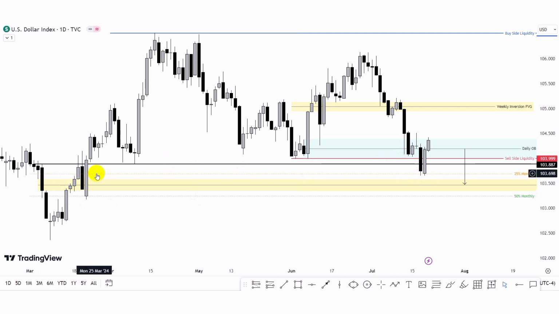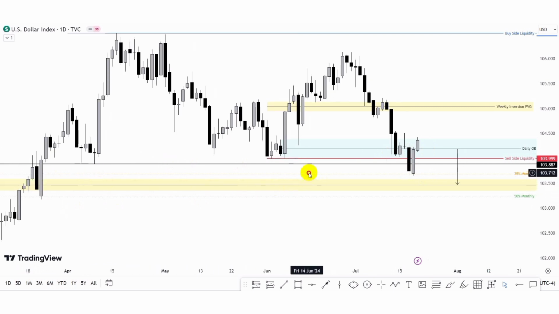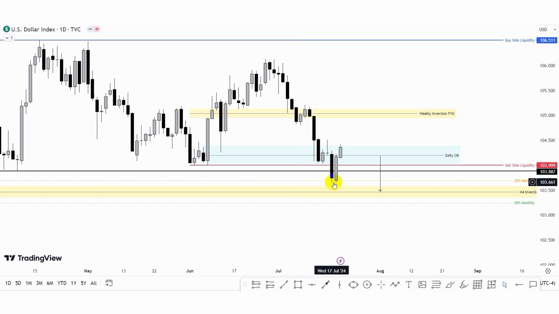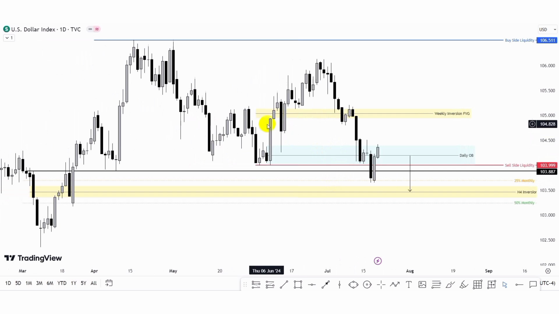And now you can see that the order block is in confluence with the 25% level and also the inversion fair value gap level. So price respected the monthly 25% level, and then we have the push up to the upside. So you can see this was what played out last week.